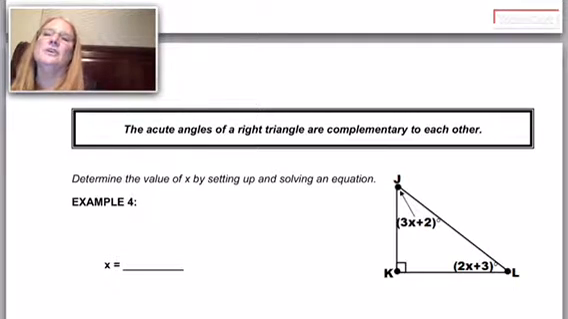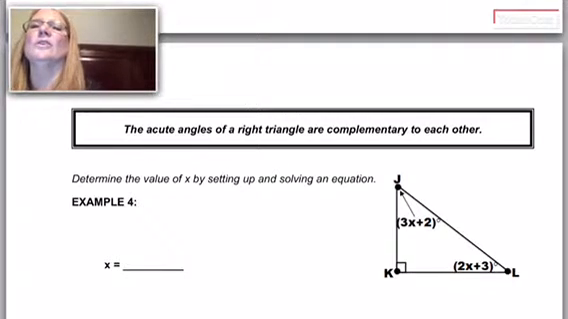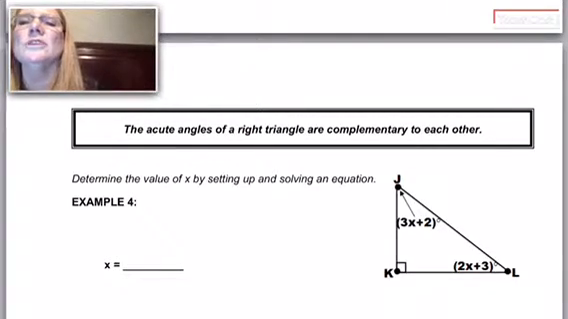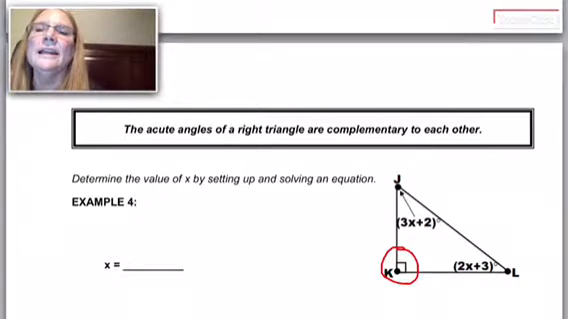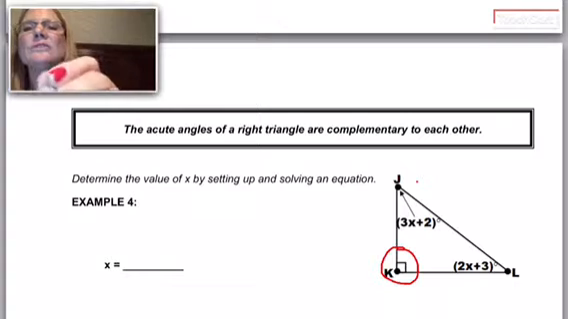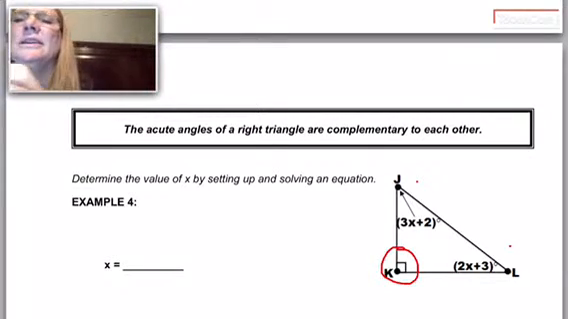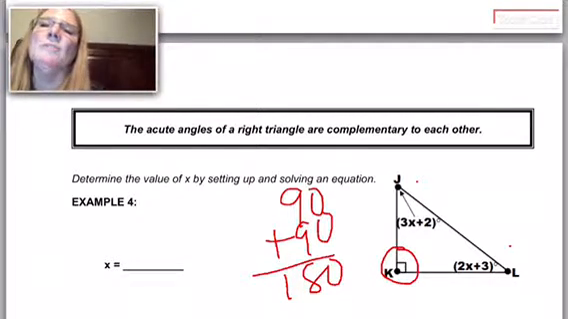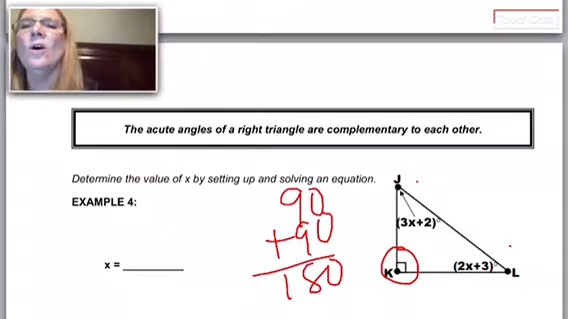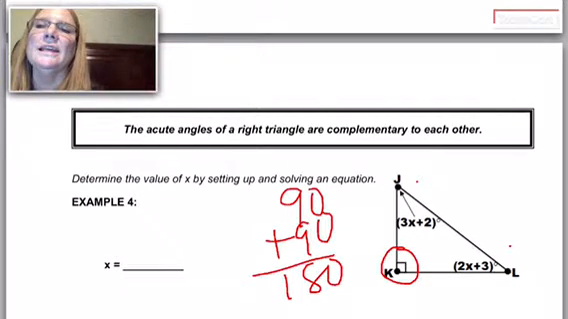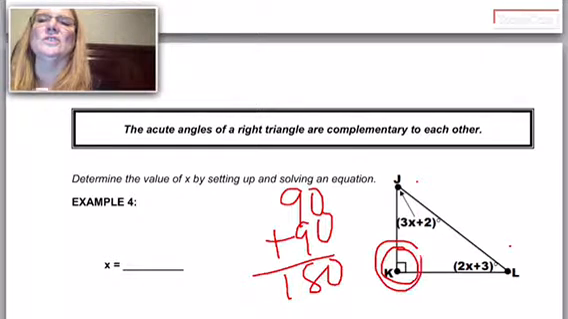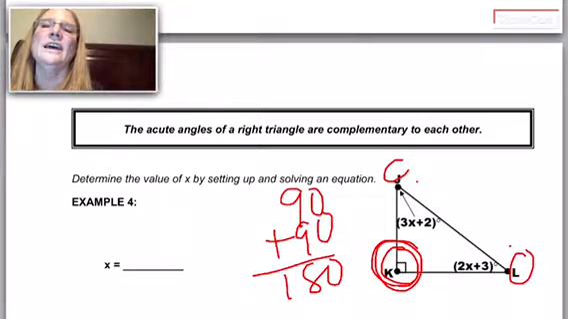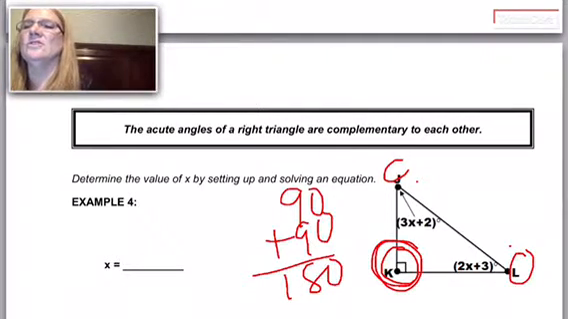Now, this is kind of a shortcut if you can remember this. We know that the acute angles of a right triangle are complementary to each other. In other words, if this is a right angle, we know that angle is 90. Well, we know the other two angles together have to add up to 90, because 90 plus 90 is 180 degrees. So when you have a problem like this, you can add all of the angles together and set it equal to 180, but it's just a shortcut to know that since this one's 90, this angle here J and this angle here L together have to add up to 90. So again, it's just kind of a shortcut.